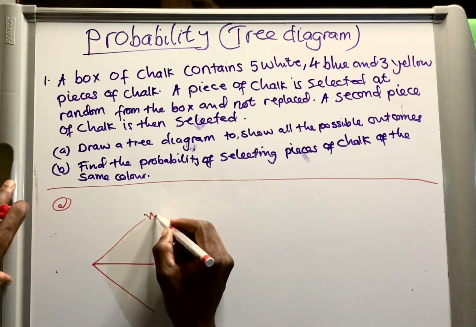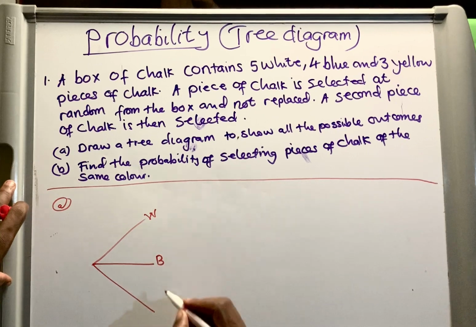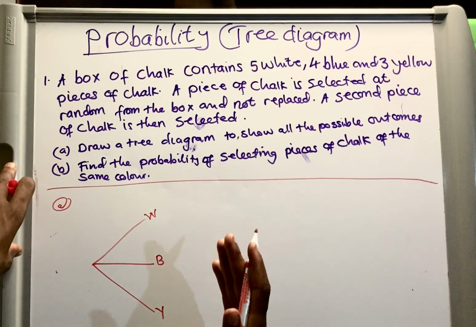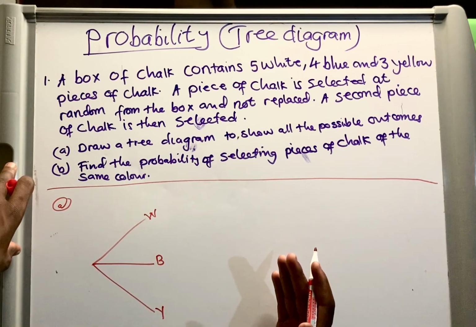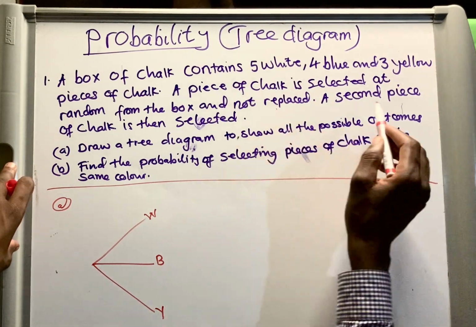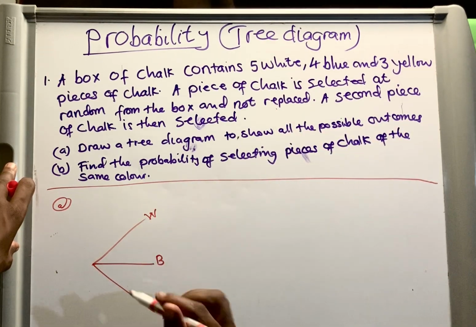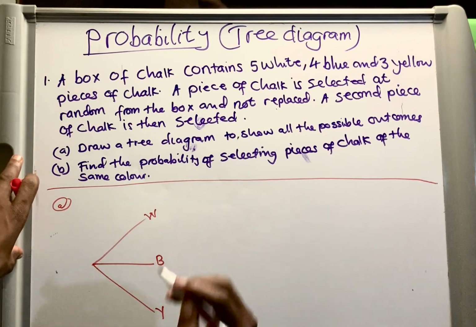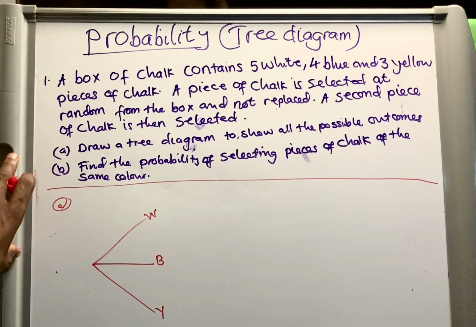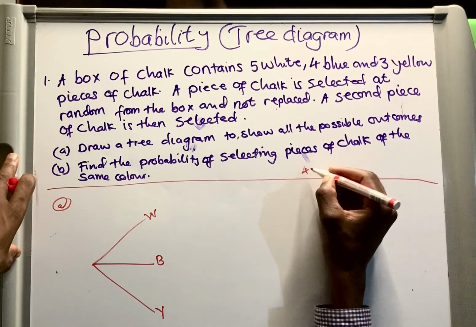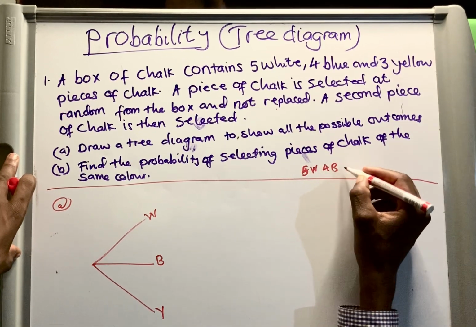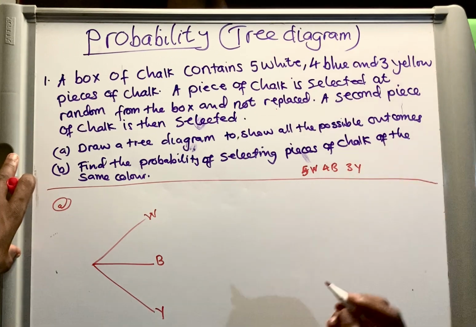So we have the white, the blue, and the yellow. This is just the first selection. Remember, there were 2 experiments which were done: the first was picked, and then the second. So the one we have drawn here represents the first selection. Then we start putting numbers there. Remember, we have 5 white, 4 blue, and 3 yellow.